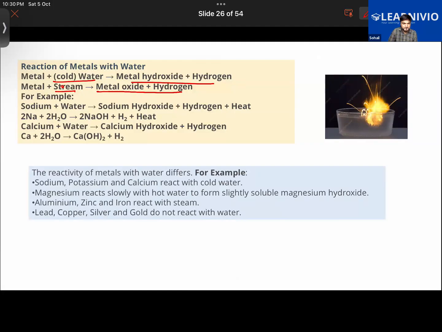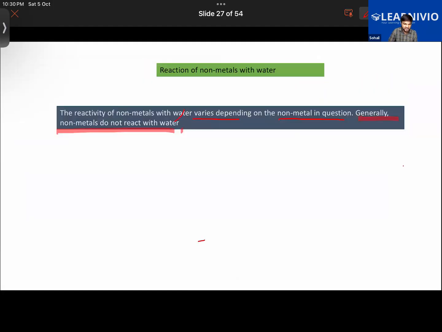Do tell me, are there some metals that can even react with the cold water?